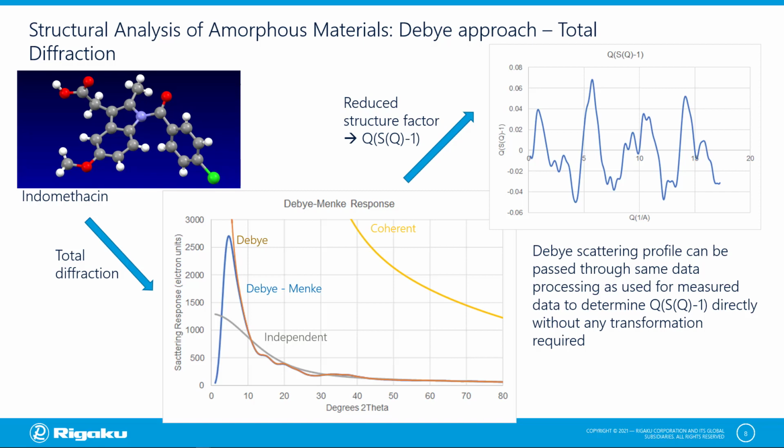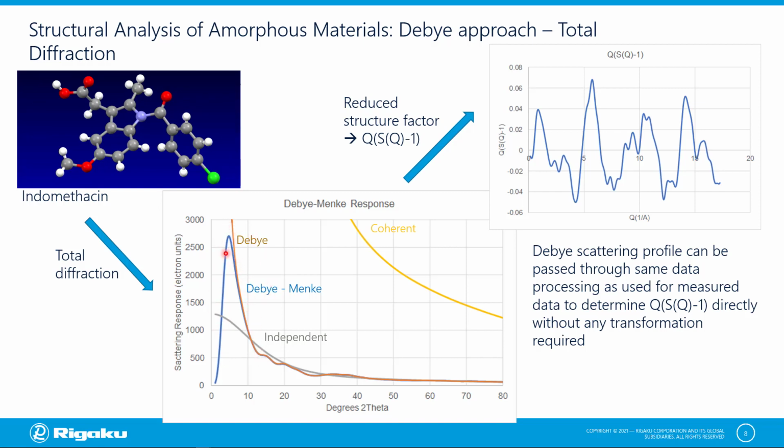This slide illustrates how the Debye total diffraction approach is utilized to give you the QS of Q minus 1. That's the other data set on the other side of the Fourier transform to the pairwise distribution function. So we again start off with our molecular model over here on the left-hand side of indomethacin, and then we pass it through our Debye calculation module. This will give you the straight Debye response here in orange. We can then do the Debye-Menke correction to partially correct for the small angle scattering from the shape envelope of the molecular entity. So in blue is the Debye-Menke response.